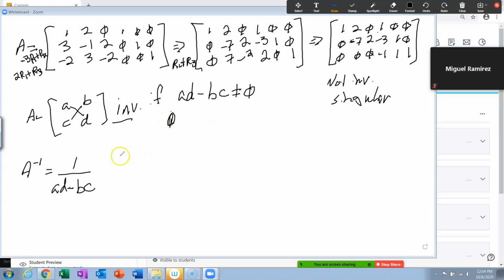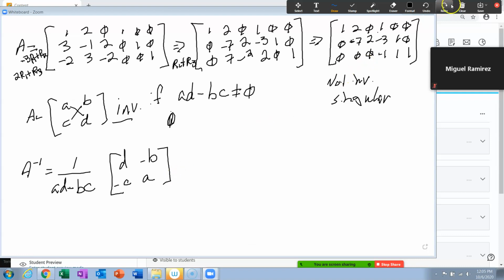And then this is the strange part. You reverse the main diagonal elements, make this your D and this your A, and then negate your anti-diagonal. Make that a minus C and a minus B. That will give you your inverse just like that. Now, we'll talk more about determinants next chapter, chapter 3. They're pretty easy, they're sort of fun.